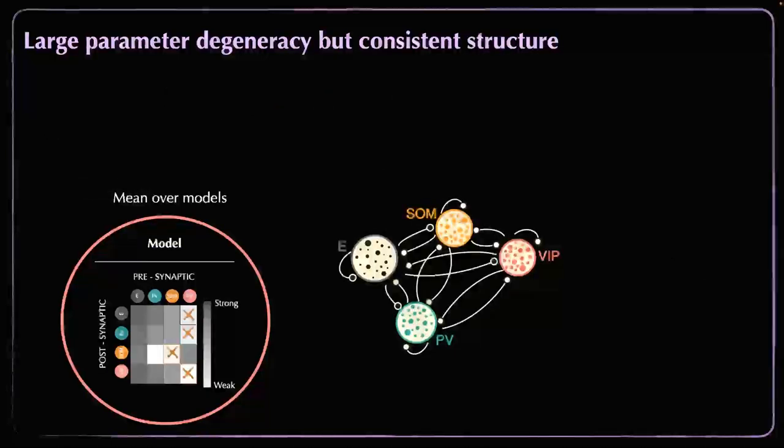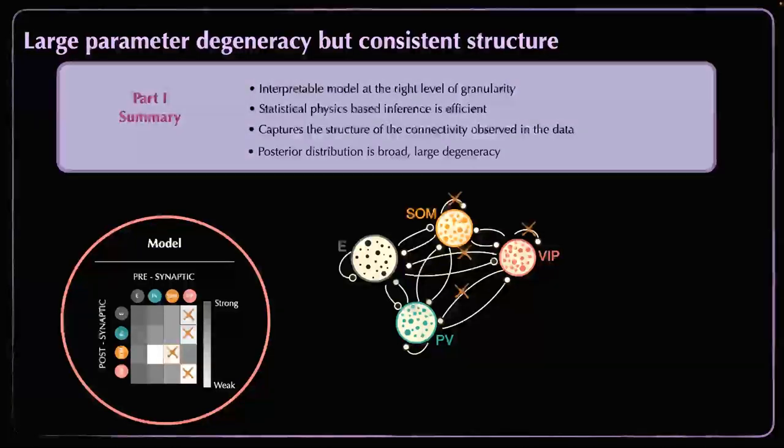So yeah, I started with a circuit like this. Then we looked at ways of inferring parameters that would lead to fitting the entire distribution of activity in these RNNs. And then what we found is that to explain the data, there are some connections that should not be there. And so just to summarize this first part, I told you that I started with a model that is interpretable, and it's at a good level of granularity. The reason I make this statement is because at this level of granularity, we can recover the structure of the connectivity.